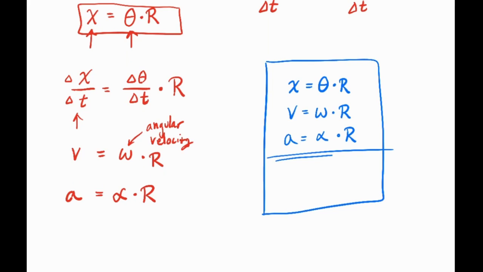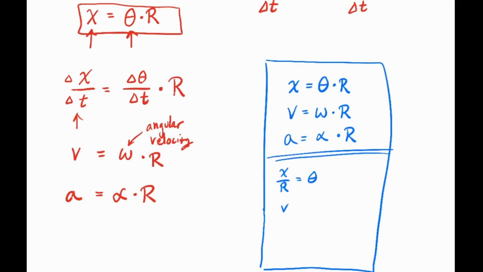Now, of course, I could also rewrite these the other way, and I could say position divided by r is equal to angle, velocity divided by r is angular velocity, and acceleration divided by r is equal to angular acceleration. All I'm doing is dividing both sides by r. But it really doesn't matter.